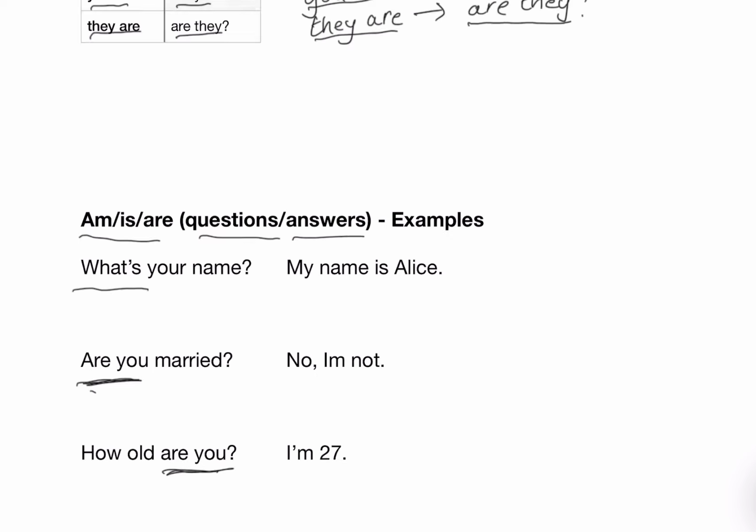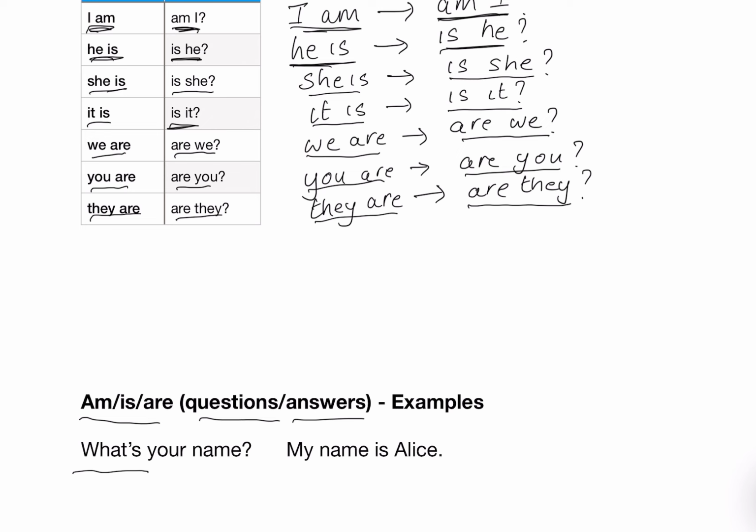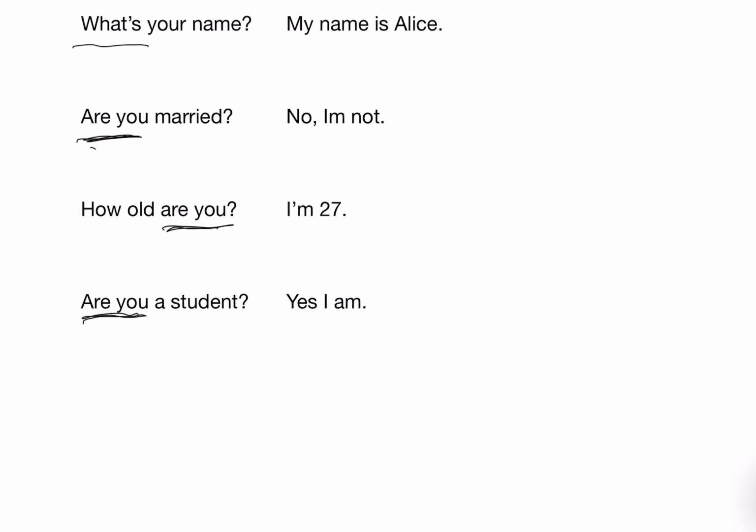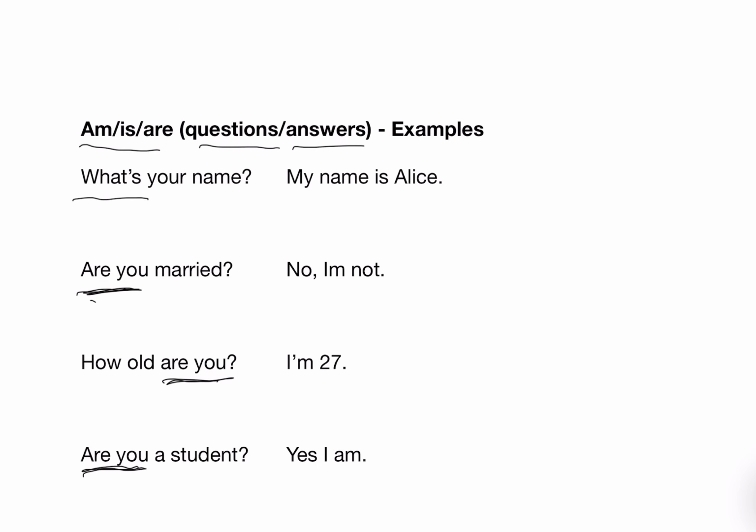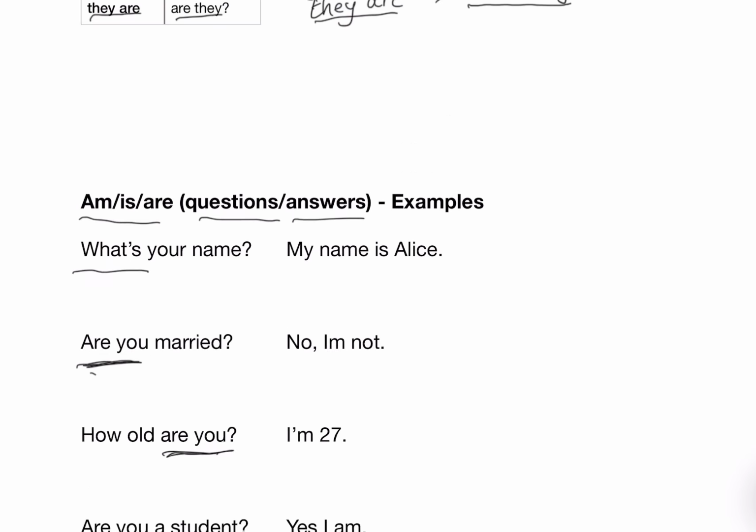So you can see from the table here that instead of saying we are, when we ask the question, we say are we? And when you ask a question about you, you say are you instead of you are. So, are you a student? How old are you? This has come from here where you are becomes are you when we turn it into a question.